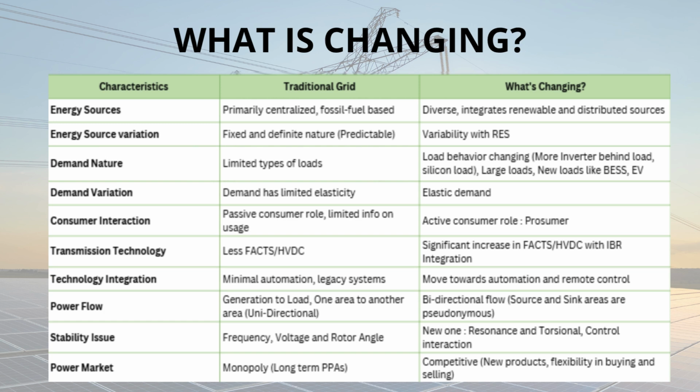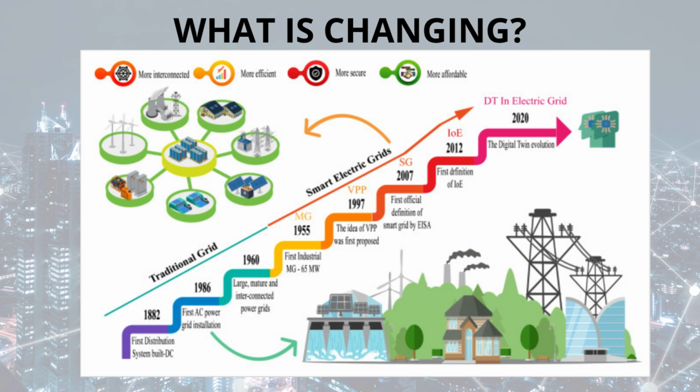Wow, okay, connecting all that. It's not just tweaking the old system. Not at all. If you connect this to the bigger picture, these changes aren't incremental. They represent a true paradigm shift, a fundamental rethinking of how we generate, deliver, and use electricity. It's becoming a much more complex, dynamic, interconnected system. That breakdown really clarifies the scale of the transformation. It paints a picture of the traditional grid facing, well, a perfect storm of challenges.